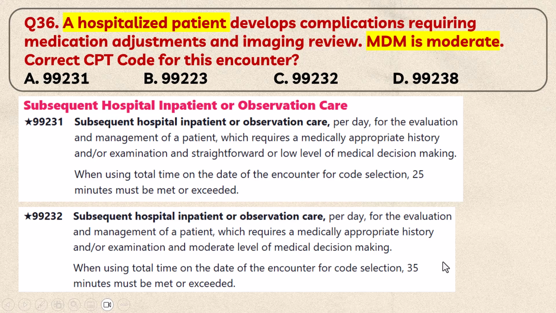So once you go to the code 99231 for subsequent hospital inpatient or observation care, low level of medical decision making or 25 minutes. In our case, it's moderate. So when you go to the other code 99232 for subsequent hospital inpatient and observation care per day for the evaluation and management of a patient which requires a medically appropriate history and examination and moderate level of medical decision making, or time is more than 35 minutes. So I think the correct answer is answer C.